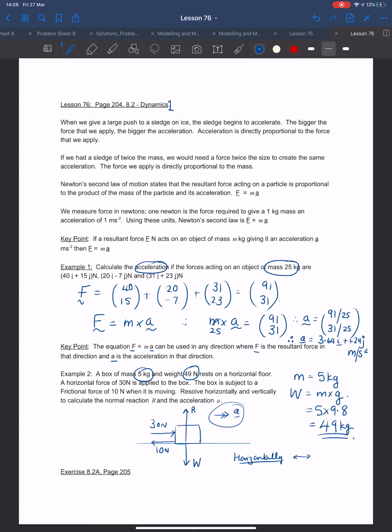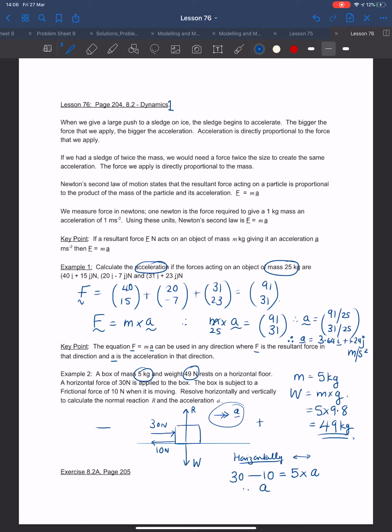But in this lesson, horizontally, we've got a plus 30, plus is going that way, minus the 10. They're the two forces. And that is going to be mass times acceleration. The mass is 5 and acceleration is A. 30 is from the push forwards, 10's the resistance, and it's the mass times the acceleration.